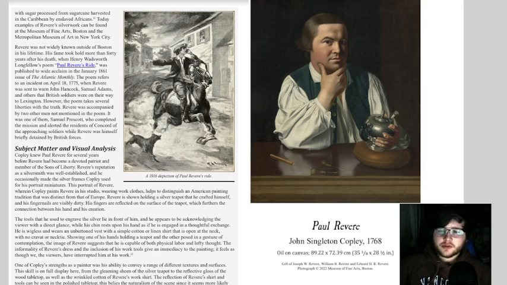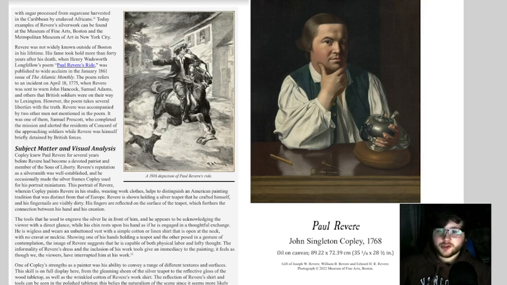The poem refers to an incident on April 18, 1775, when Revere was sent to warn John Hancock, Samuel Adams, and others that British soldiers were on their way to Lexington. However, the poem takes several liberties with the truth. Revere was accompanied by 2 other men not mentioned in the poem. It was one of them, Samuel Prescott, who completed the mission and alerted the residents of Concord of the approaching soldiers, while Revere was himself briefly detained by British forces.